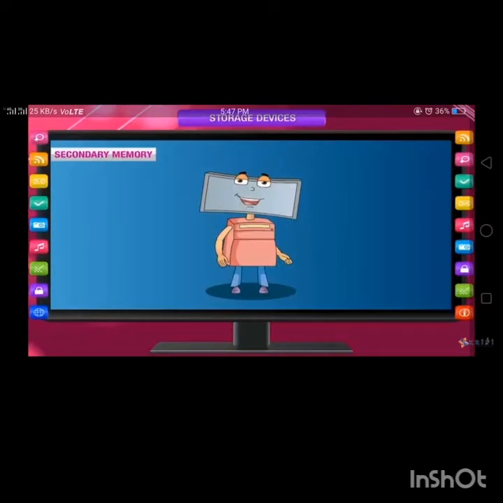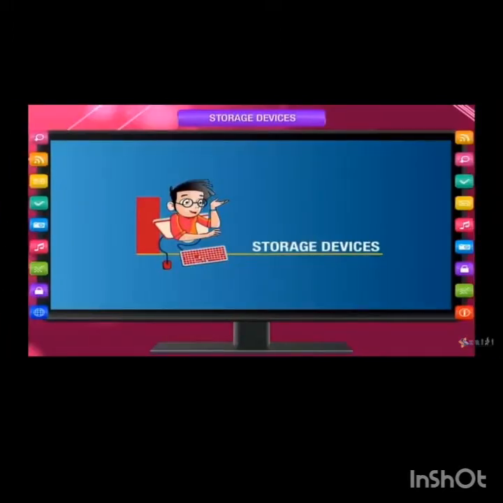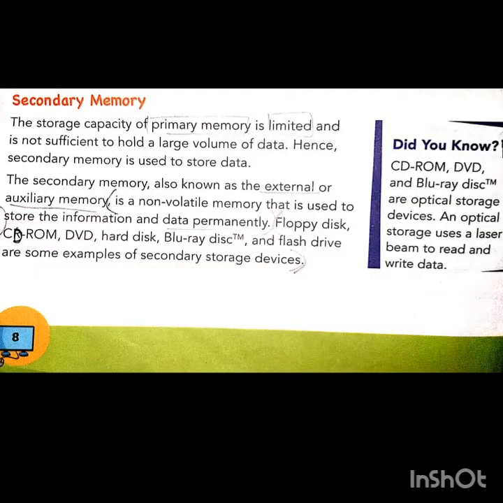So today we will be discussing what is called secondary memory. Please remember that secondary memory can also be referred to as a storage device because it stores our data. Now we'll start with secondary memory. The storage capacity of a primary memory is limited and is not sufficient to hold a large volume of data. Hence, secondary memory is used to store data. Children, the secondary memory is used just because primary memory has limited capacity to store the data. So to store more data, we use secondary memory.